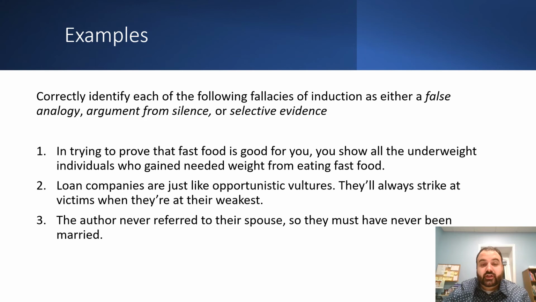Loan companies are just like opportunistic vultures. They'll always strike at victims when they're at their weakest. This is an example of a false analogy, trying to compare loan companies to an opportunistic vulture, saying that just like vultures are always going after weak prey, so are loan companies. That's not necessarily always true.